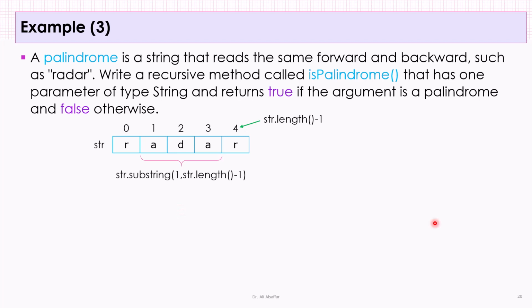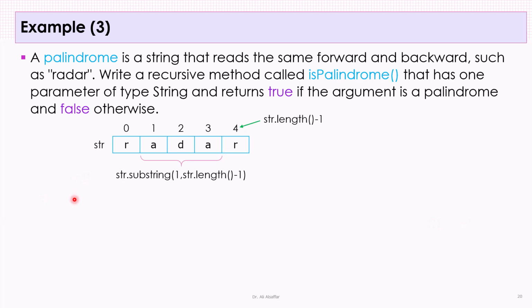Therefore, when we call the method recursively, this substring becomes the string in the next call. And again, the method is going to compare the first character at index 0 with the last character at index length minus 1. And this process continues until there are no more substrings and the process is stopped.